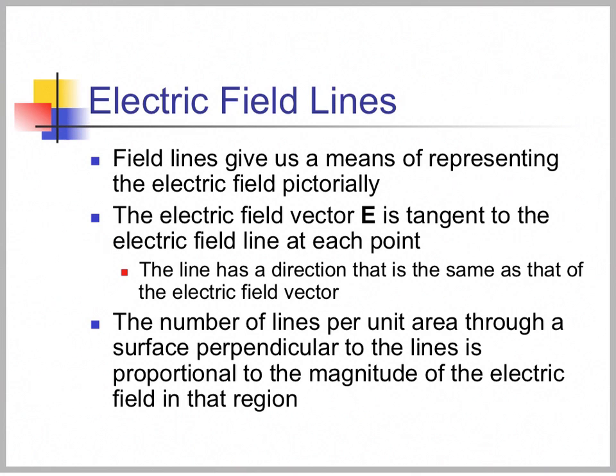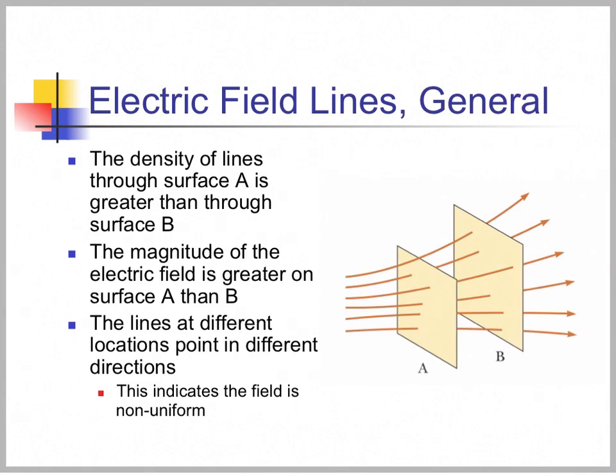Now, one of the things we might want to do with electric fields is try to visualize them. And electric field lines give us a means of representing the electric field pictorially. The electric field vector E is tangent to the electric field line at each point. So the line has a direction that is the same as that of the electric field vector. The number of lines per unit area through a surface perpendicular to the lines is proportional to the magnitude of the electric field in that region. So the more lines, the stronger the electric field.